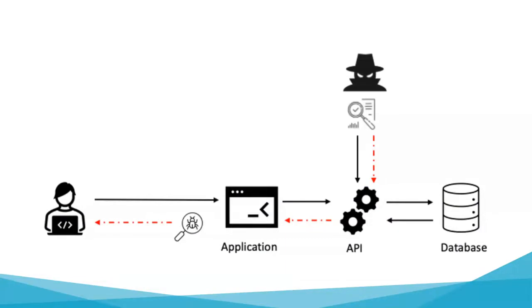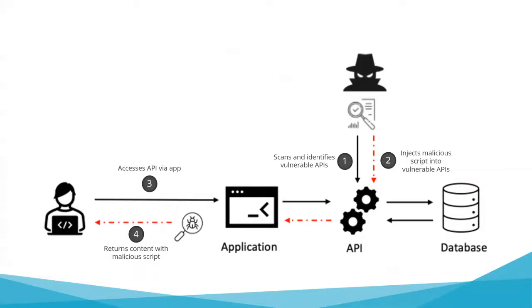Let us understand this attack with the help of a scenario. In the following scenario, the attacker exploits a poorly designed API that does not properly filter input. Firstly, the attacker scans for vulnerable APIs and identifies an API that does not use the organization's API security gateway. The attacker then injects a malicious script into the vulnerable API and then waits for the victim to access the API through application. Once the victim accesses, the browser loads the content with a malicious script. Anyone who uses the API unknowingly gets infected with a malicious script.